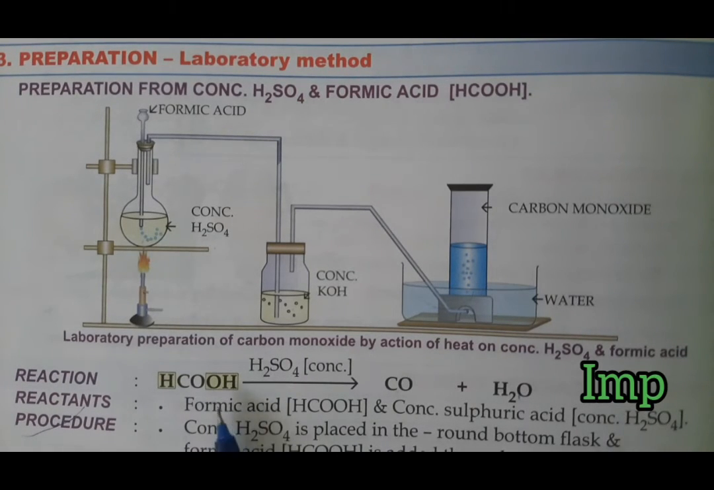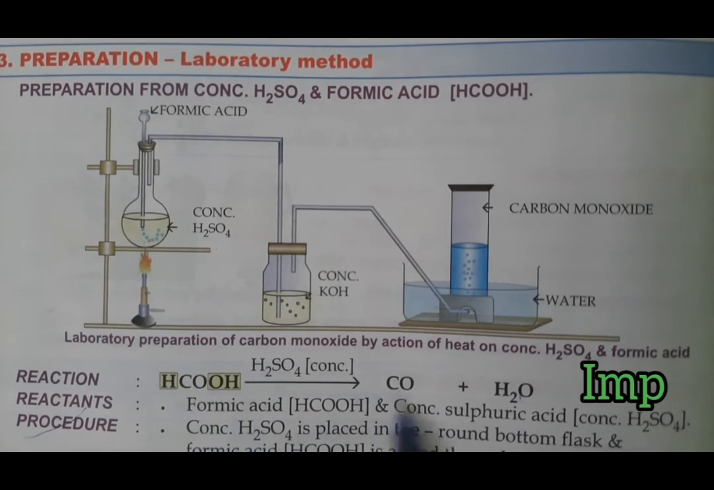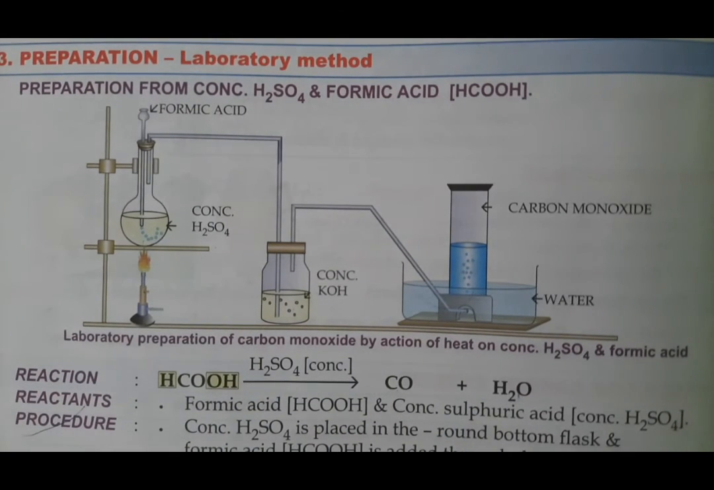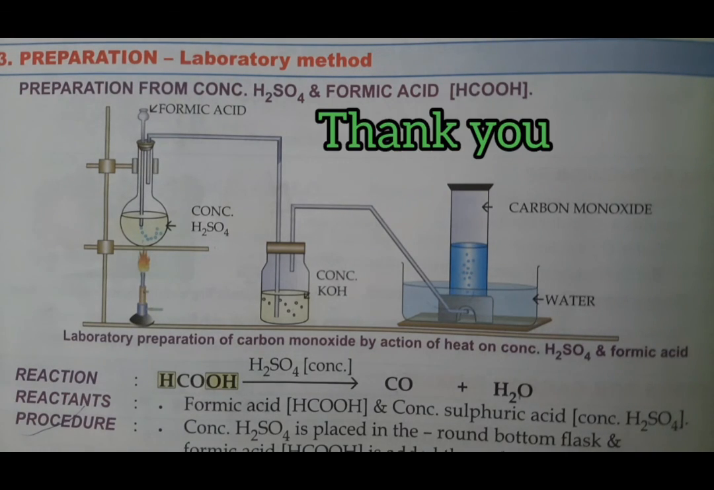They may also ask you this reaction: when formic acid is reacted with concentrated sulfuric acid, write down the reaction. So this reaction has to be given, students. Did you all understand the lab preparation of carbon monoxide, students? In my next video, we're going to see its properties. There are two kinds of property, physical and chemical. First we'll see the physical, then the chemical property.